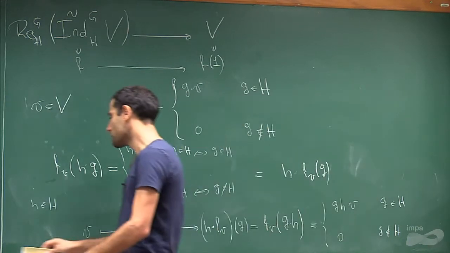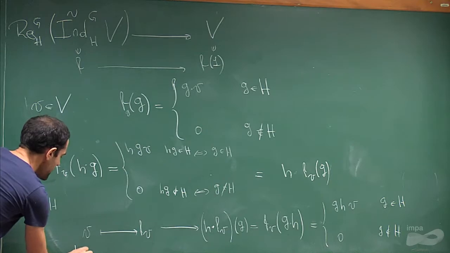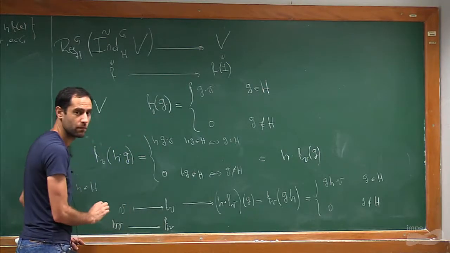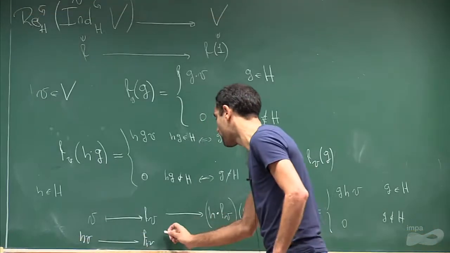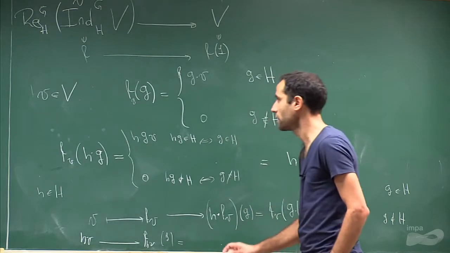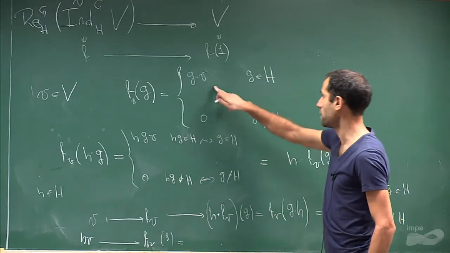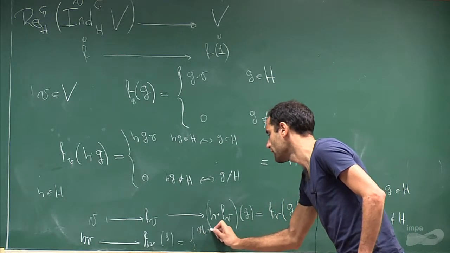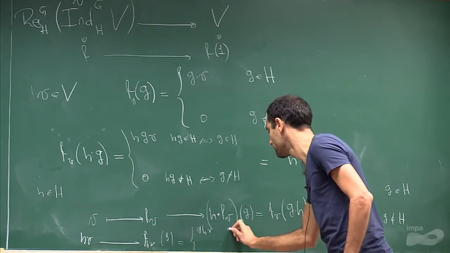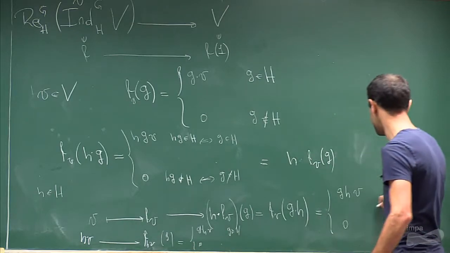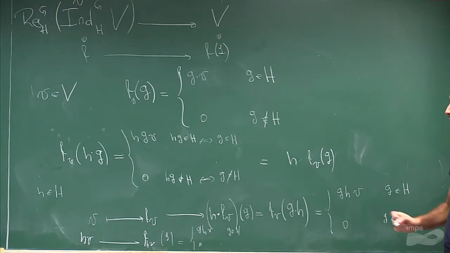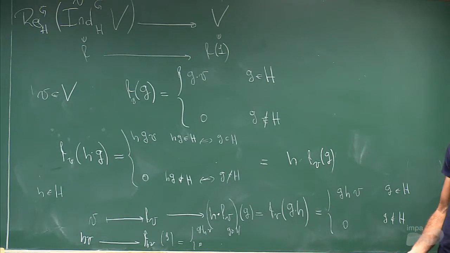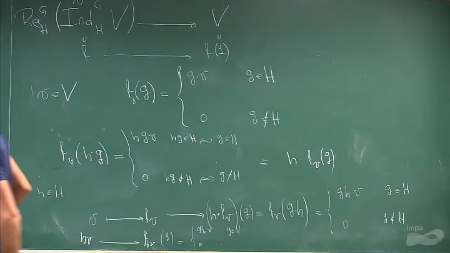So now another thing I can do is start with my vector v, act by h, I get hv, and I map it to a function which is f of hv. And now this function here, evaluated at g, is what? Well, now it's f of hv, and I read it here. It's by definition g acting on hv if g is in H, and 0 otherwise, which are these two things, are equal. So this is indeed a morphism between V and the restriction of the induction as H modules. And that's a very natural morphism.